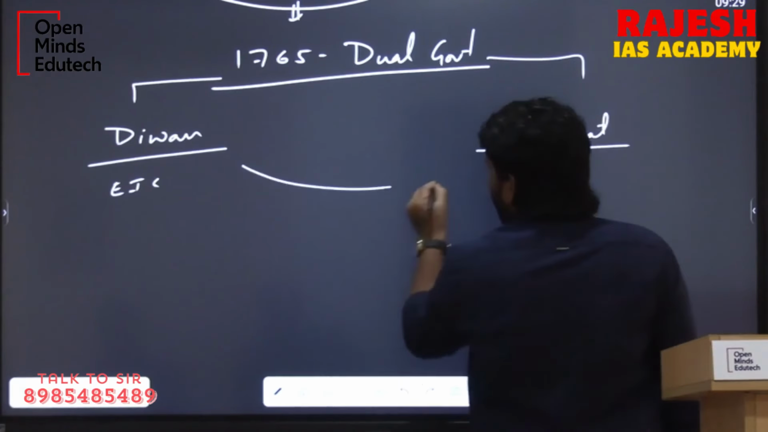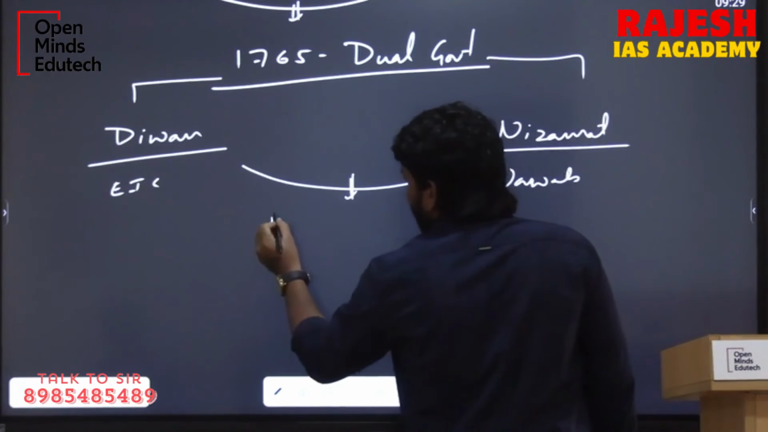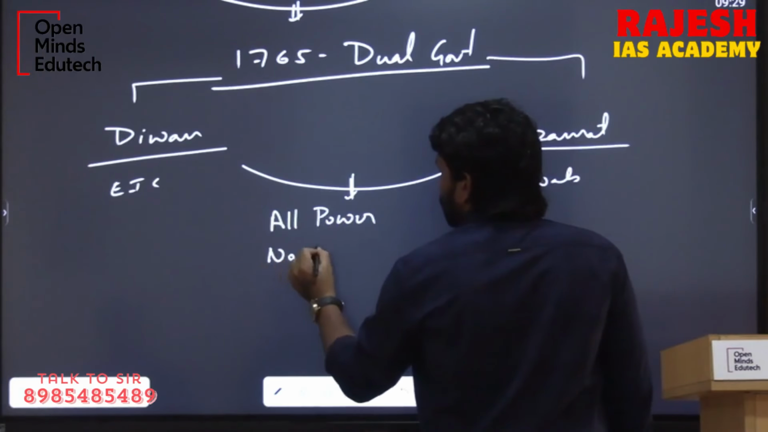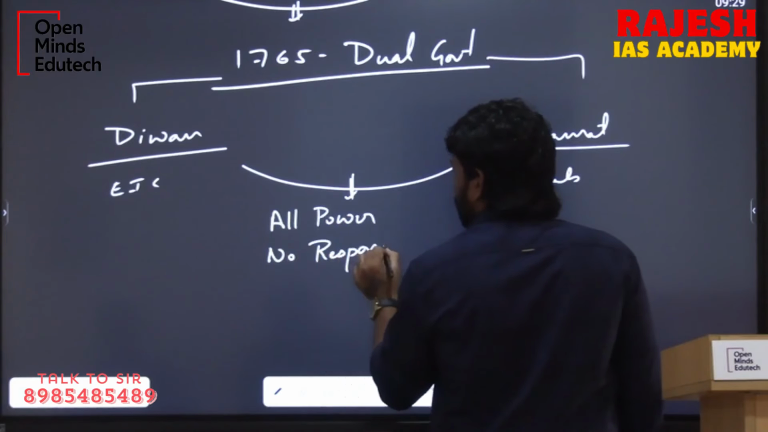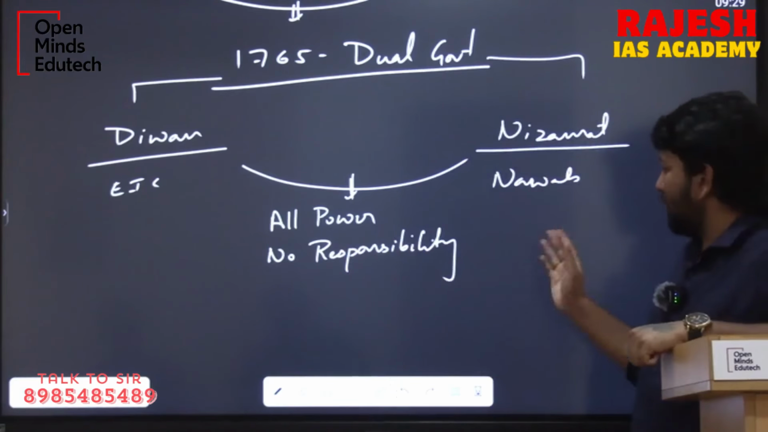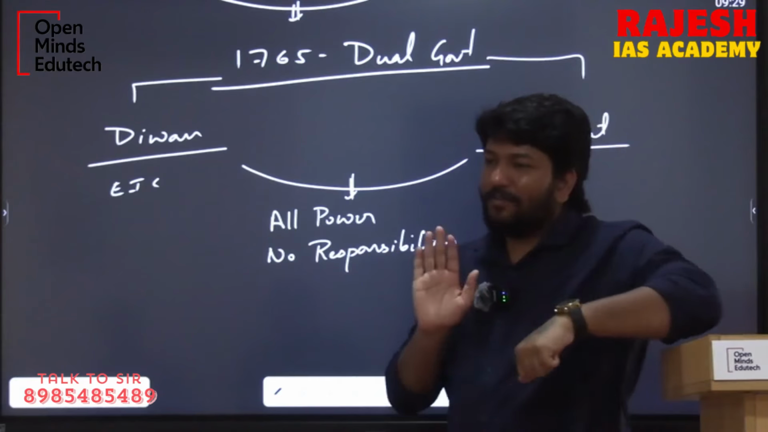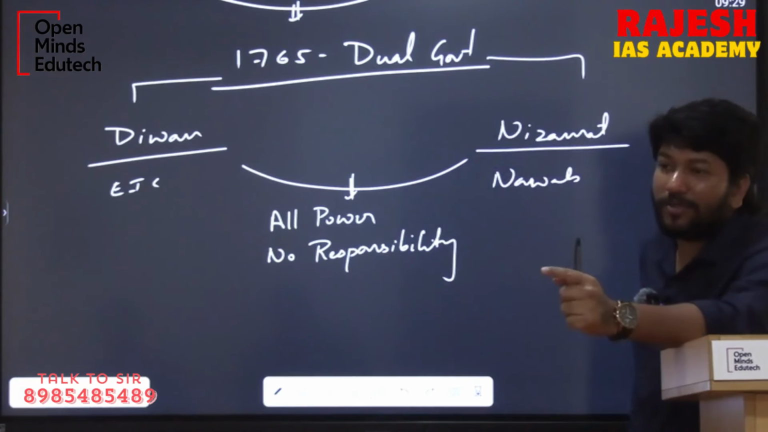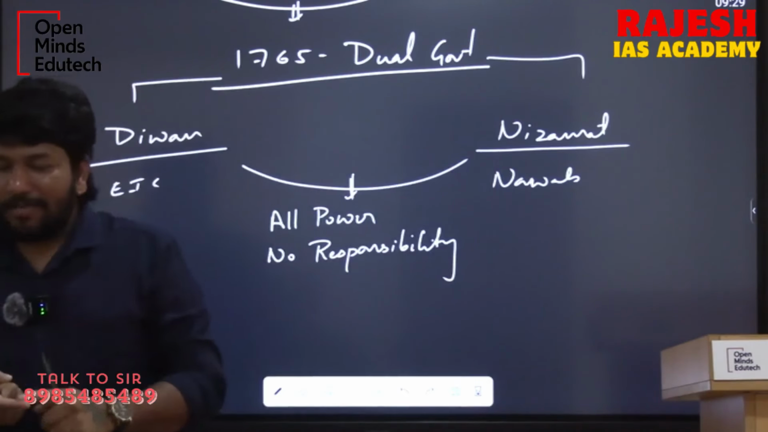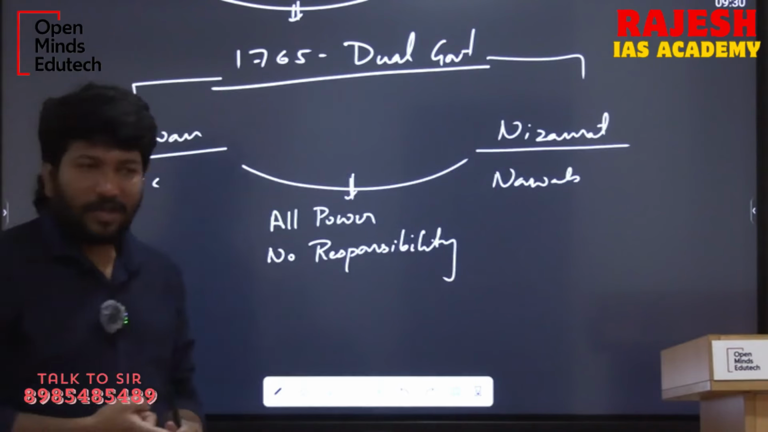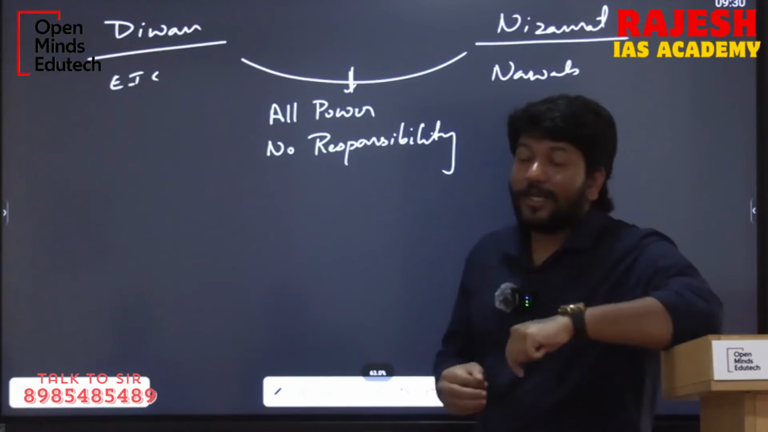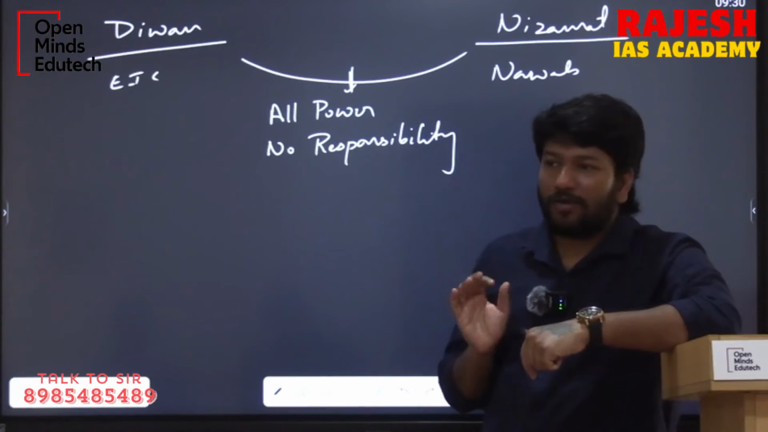So with this dual government, what did they establish? East India Company has all the powers, but no responsibility. So they put the responsibility on the Nawab. They created the face of the Nawab, but all the powers, meaning military, is with whom? East India Company. Revenue collection right is with whom? East India Company. So with this, what are they doing? They are doing open plundering.